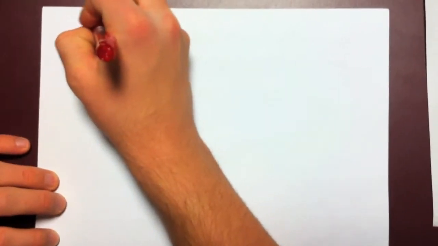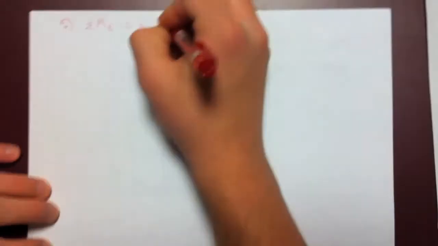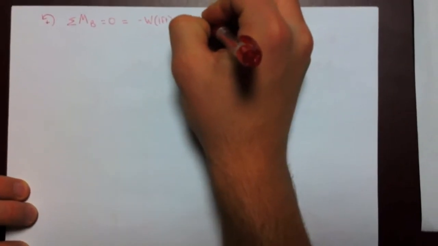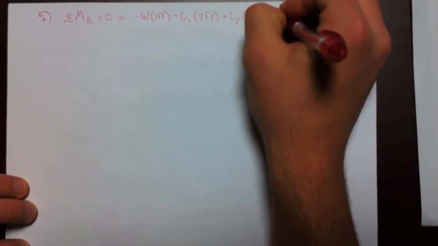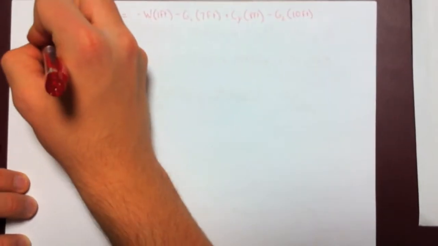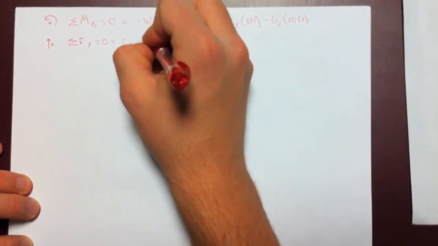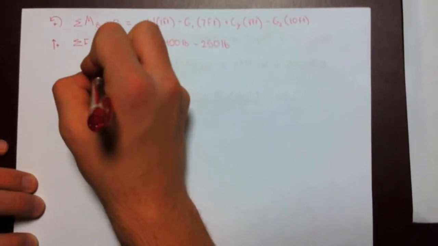I think I see another way of doing this. I think that we can use two equations. One moment equation about B using W, G1, Cy, and G2, and the second equation being the summation of forces in the y direction using all of the y forces in the structure.